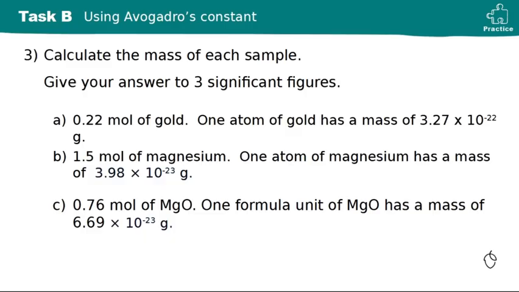It says calculate the mass. So in this instance, what we would need to do is first work out how many particles are present in the moles that are given. So we multiply the moles by Avogadro's number. That will give us the number of particles present. And then once we've got the number of particles, we can multiply each of the particles by the mass that is given.